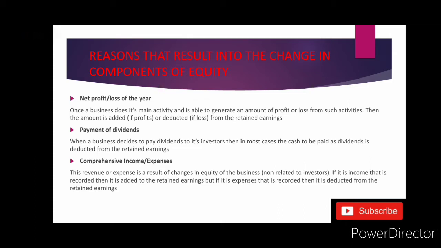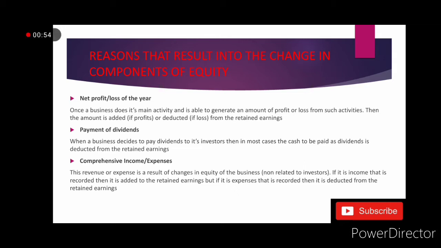Once a business does its main activity and generates an amount of profit or loss from such activities, the amount is added if profit, or deducted if loss, from the retained earnings. We all remember net profit and loss. We covered this in the video that talks about the income statement. Once a business does all its activities, its main activities and side activities, all of which result in the creation of revenue and the paying down of expenses, we realize what the bottom line figure will be, whether a profit or a loss.